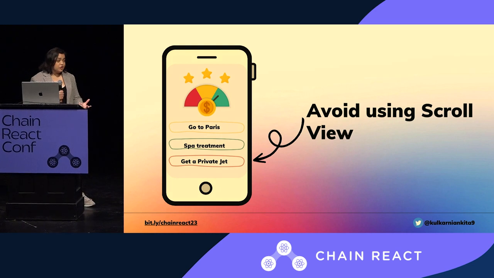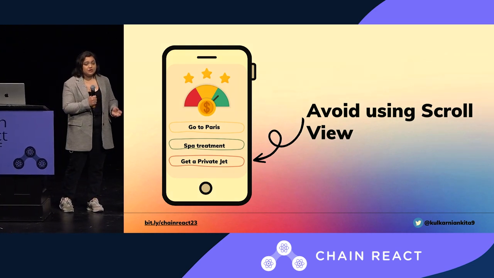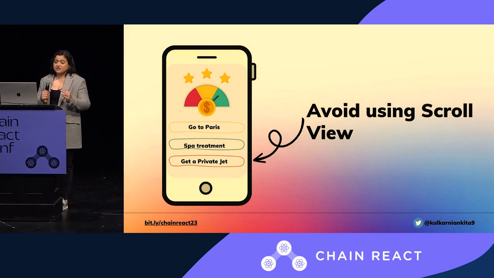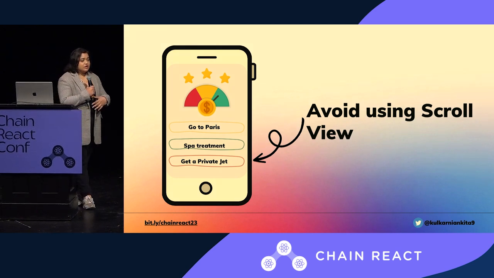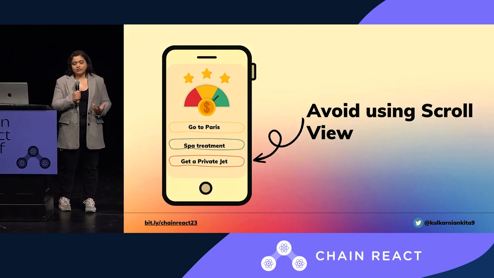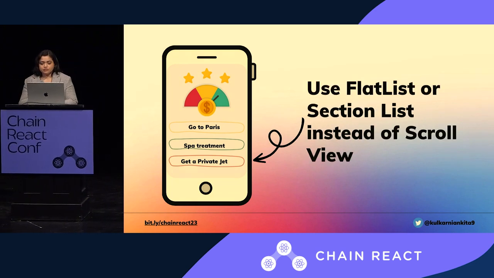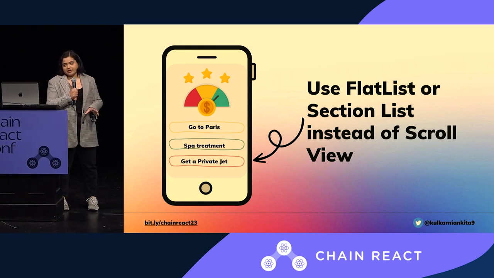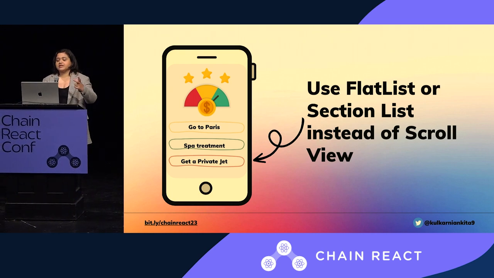Unless you only have maybe three items, then it makes sense. But if you have too many items, you want to avoid ScrollView to begin with because it will render all the items at once. And if you have a ton of items, then it's going to be very difficult because your app will start to get really slow. So in that case, you only load the items that are truly needed for your app, and as the user scrolls down, more items become visible.